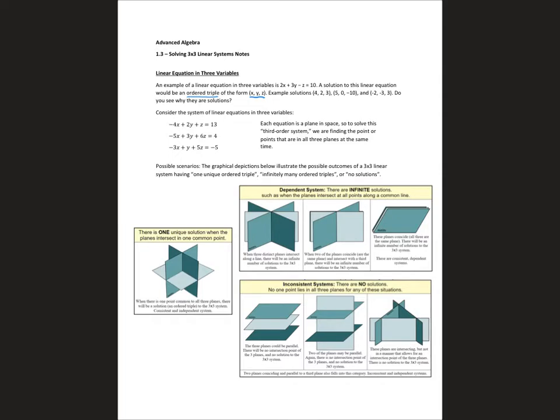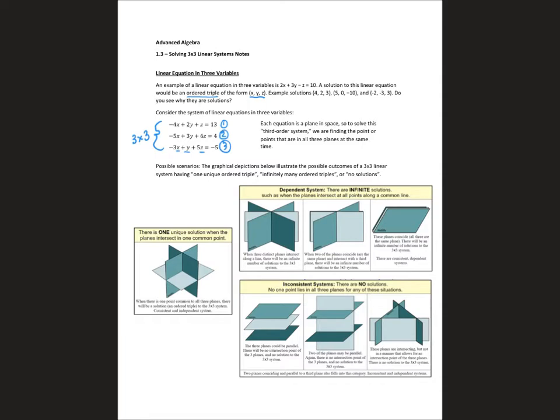Down below, you can see an example of what a 3 by 3 linear system looks like. Notice there's three equations and three variables, x, y, and z, which will make our ordered triple. That ordered triple is going to be the solution that satisfies all three equations within this linear system.